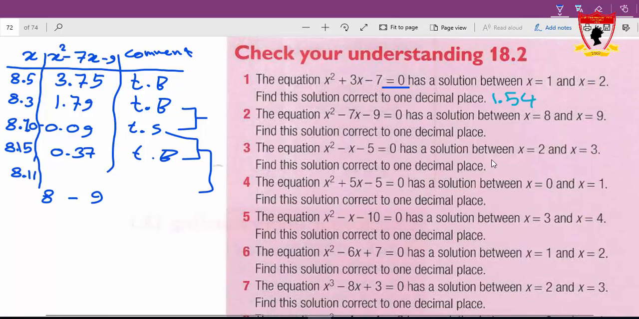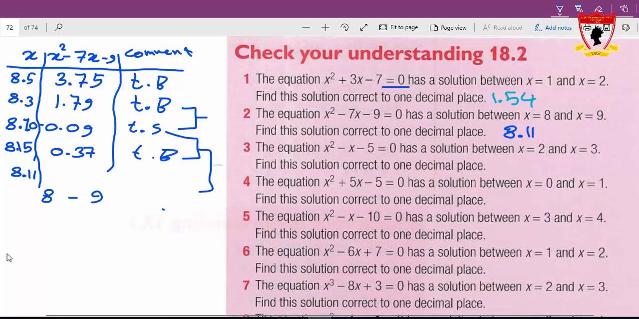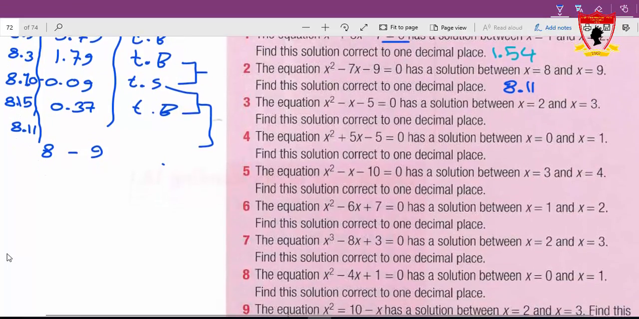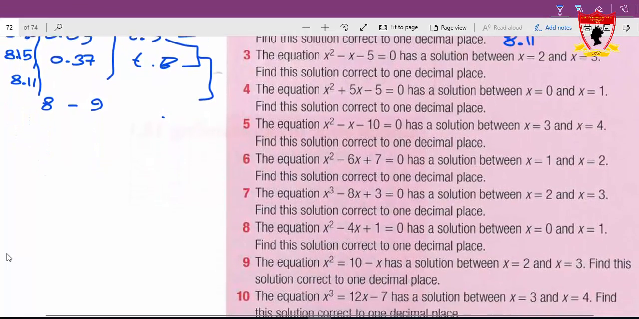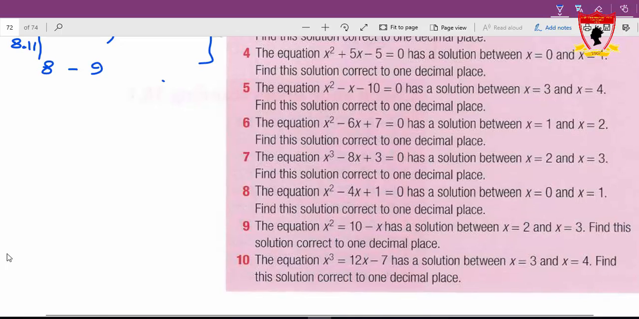So 8.11 is the closest answer here. Question 3, 4, and the rest, they have the exact same idea, repeating over and over. It's the same.